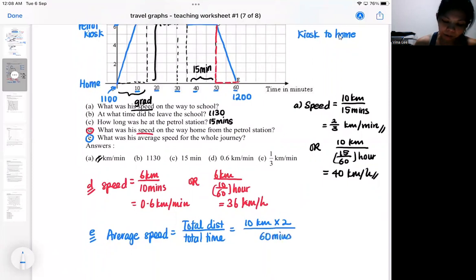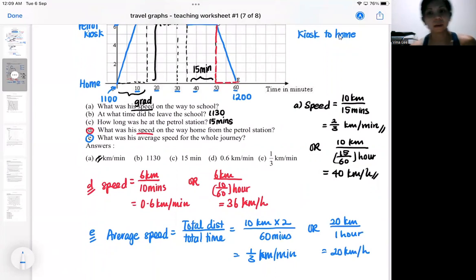So again, if you are doing it in minutes, then you got 1/3 kilometer per minute. Or if you have done it in hours, the whole journey takes 1 hour, then that will be 20 kilometers per hour. So that depends on what the question is asking. If the question didn't state, then it's up to you, but make sure you state your answer units. For not giving units, you might get penalized, and it's quite easy to get yourself confused.